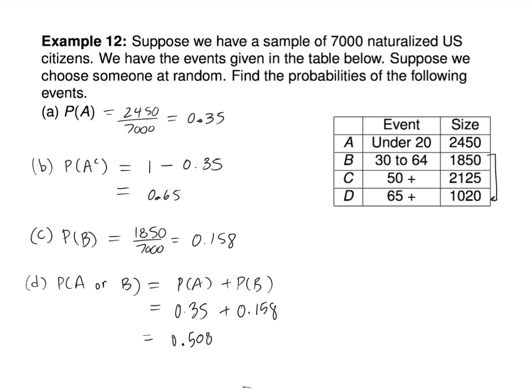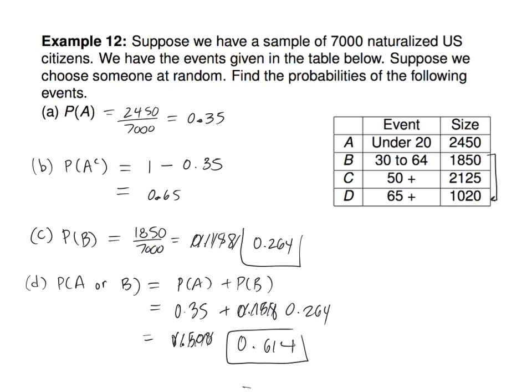For C, did I calculate it wrong? What'd I get? 0.264. I made a mistake then. 0.264, which will change this. And that makes this 0.614, right? Okay, all right. Let me just pause the recording part of it.